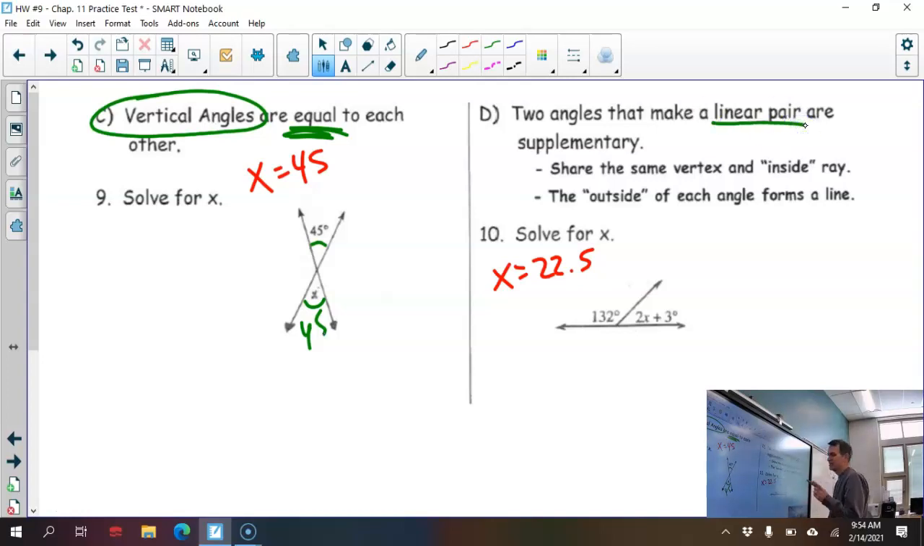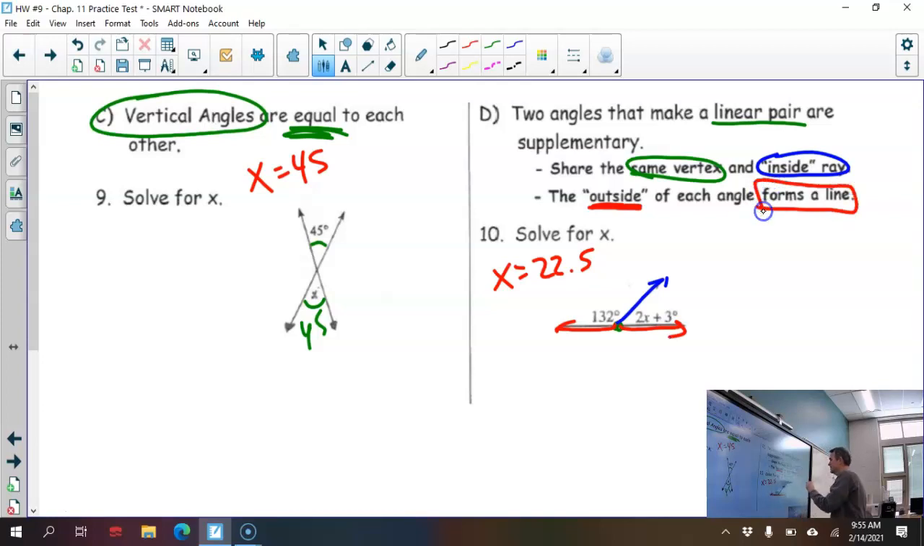So a linear pair is two angles. They have the same vertex, right? They have to have the same vertex. And they share the inside ray. They share that side. But what's most important is the outside of each angle. The outside of 132 and the outside of 2x plus 3 makes a line. And that is why it's called a linear pair. And because it makes a line, I know they add up to 180.